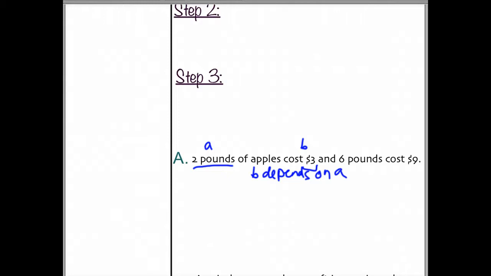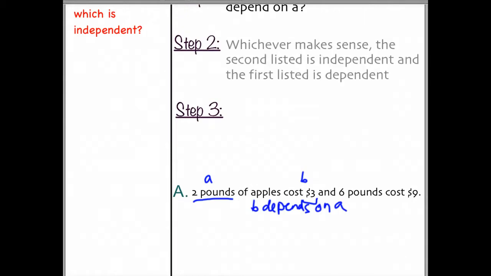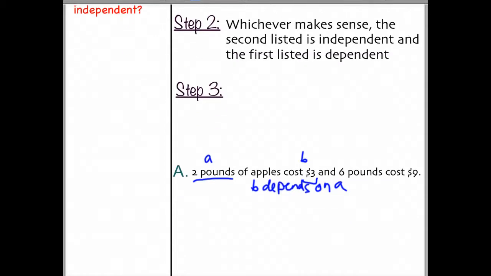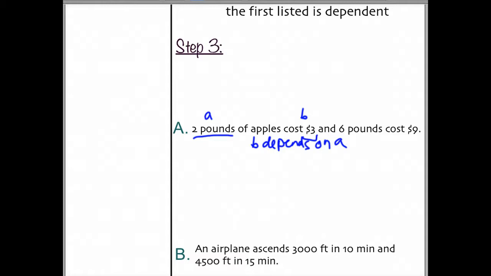So let's reveal the second step. Whichever makes sense, the second listed is independent and the first listed is dependent. So we have that B depends on A, so A is independent and B is dependent.